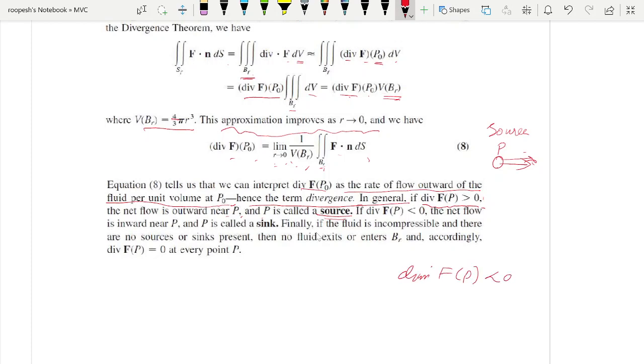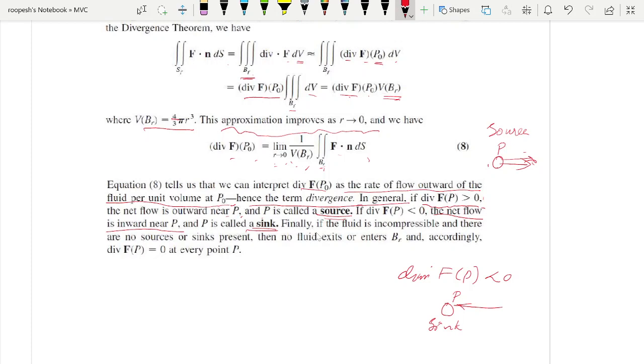Now if divergence of F at P is less than 0, then the net flow is inward near P. So when you're taking P, the flow should be inward like this. In that case, we will say that P is a sink, S-I-N-K. So whenever it's flowing in from outside, we say P is a sink. That means when divergence of F at P is greater than 0, we say that this is a source. When divergence of F at P is less than 0, we say that P is a sink.